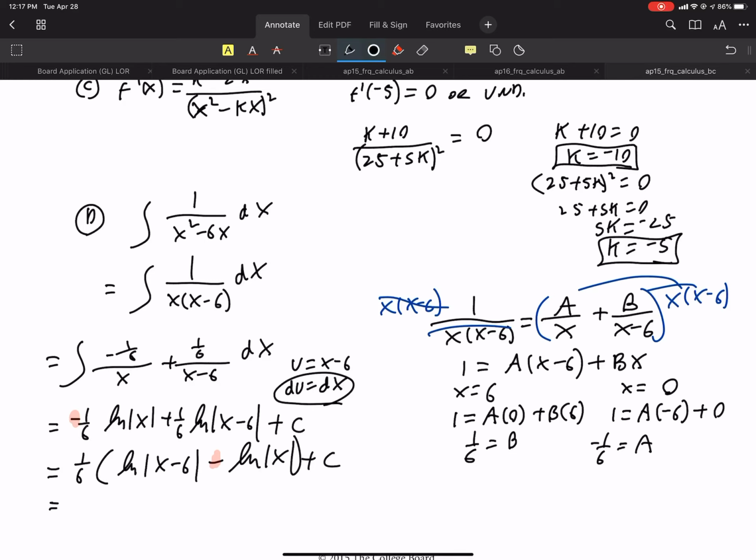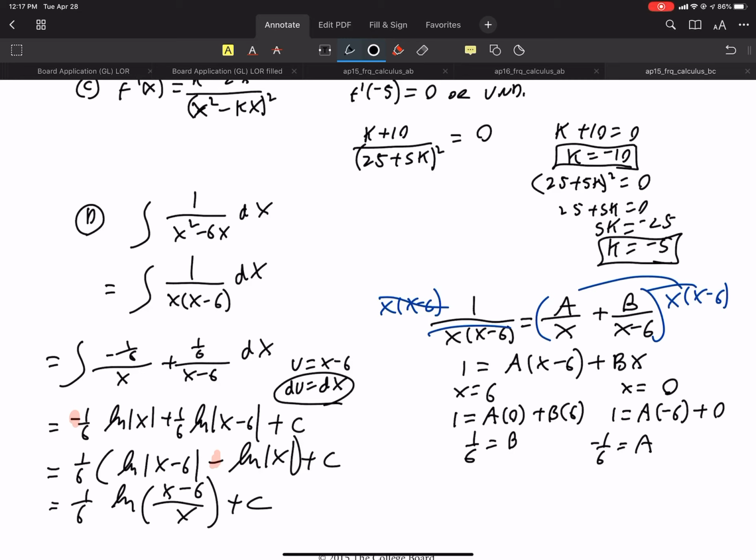So I end up with 1/6. The rule, if you have two ln's being subtracted, you actually take the ln of the quotient. So that's how they get the other answer, but you should be fine with the previous line. That's it for this question.